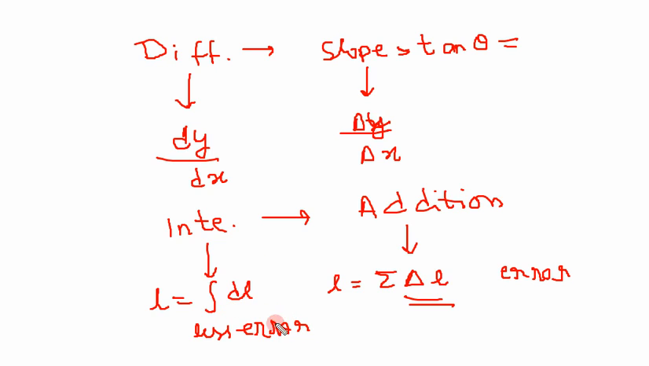So this is the way we use integration and differentiation. Here we get the slope, but this slope, when we can calculate that, here also when we can count the number of segments.